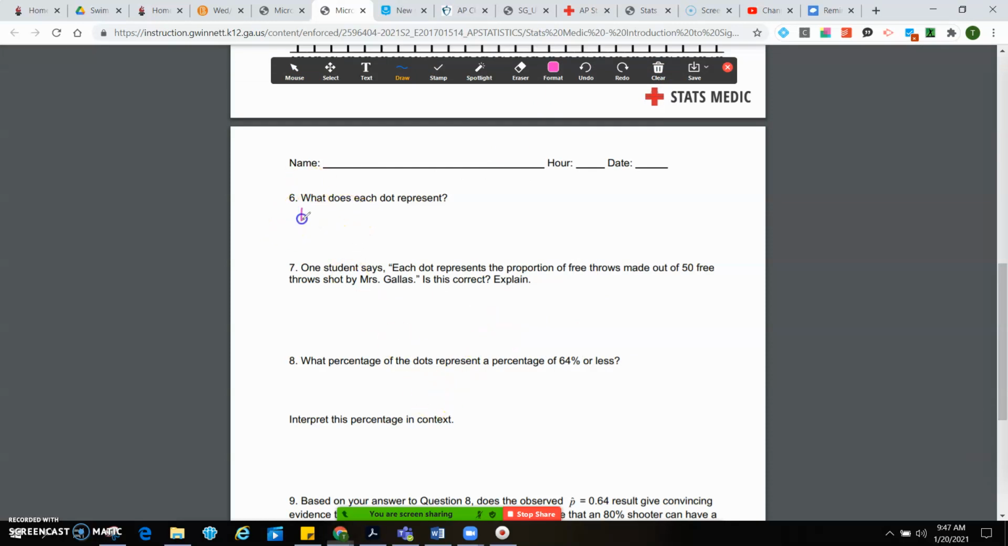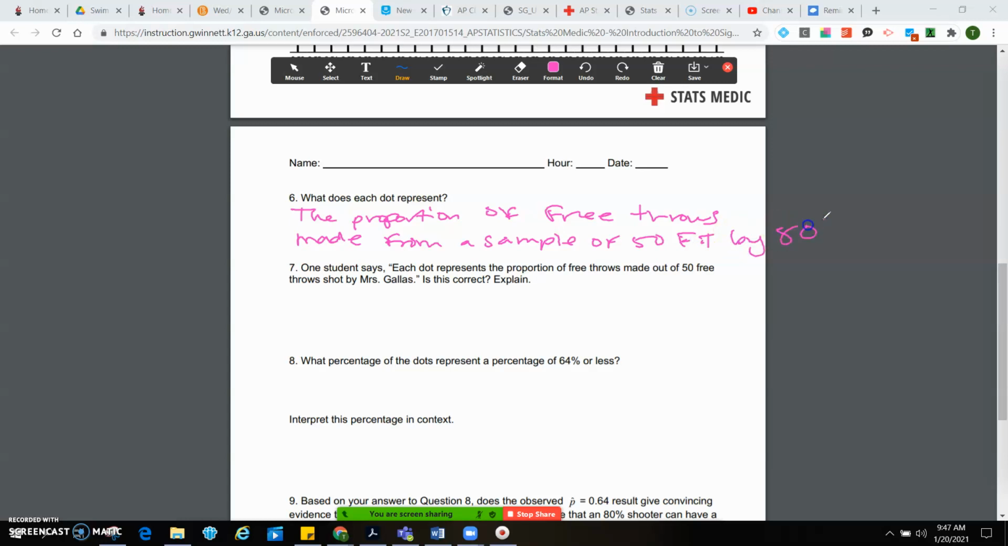Each dot is the proportion of free throws made from a sample of 50 free throws by an 80% shooter. Okay, one student says each dot represents the proportion of free throws made out of 50 free throws shot by Miss Gallus. Is this correct? Explain.